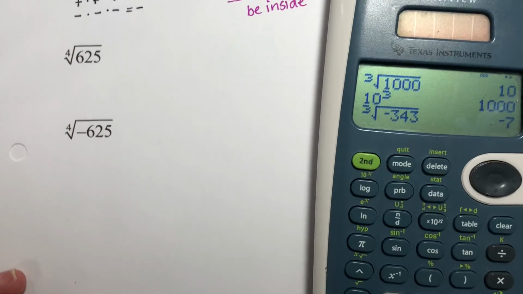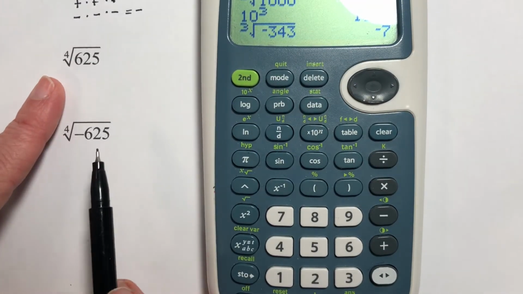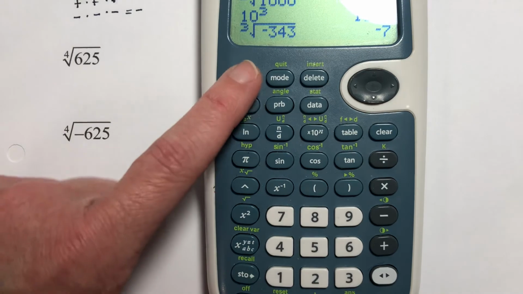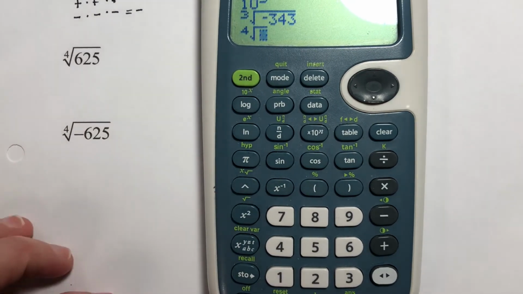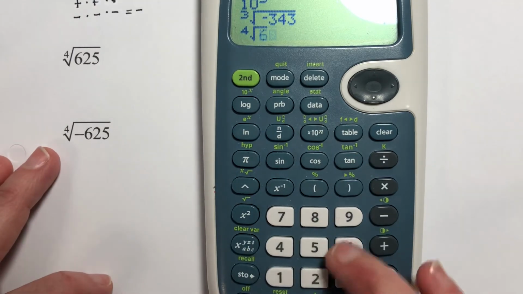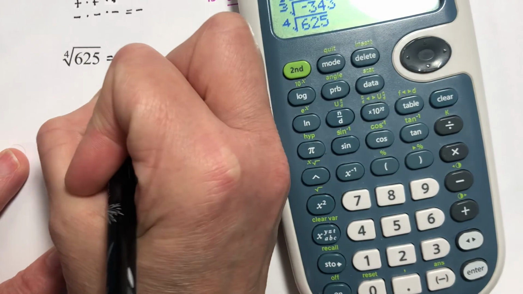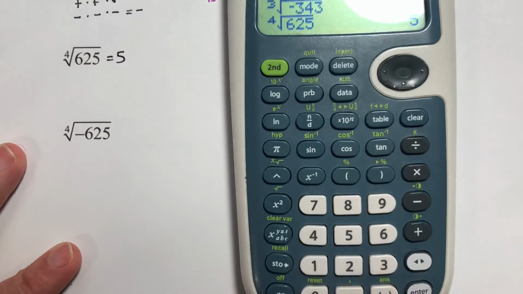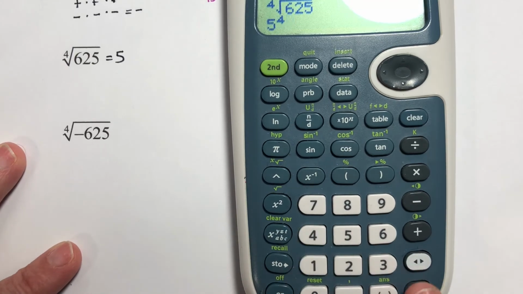Okay, so let's try the fourth root of 625. This is asking what number times itself 4 times gives you 625. It works the same way. 4, and then second in that button, it becomes a fourth root of 625, and the answer is 5. That means 5 raised to the 4th power should be 625, and it is.